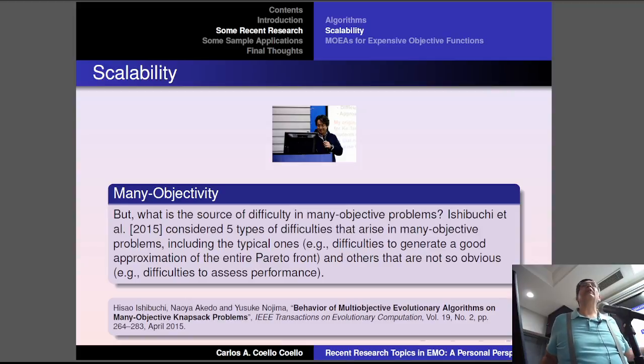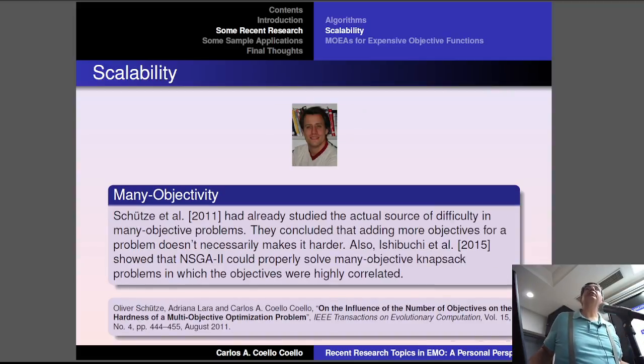Others are not so obvious. For example, how to assess performance. Most of the performance indicators we have for convergence are not scalable. They don't work in high dimensionality. But he stepped into something we had found a few years before with a colleague of mine from my institution, Oliver Schütze, who is a German applied mathematician. Back in the year 2010, we were developing hybrids between multi-objective evolutionary algorithms and gradient-based techniques. And we stepped into a very strange problem.